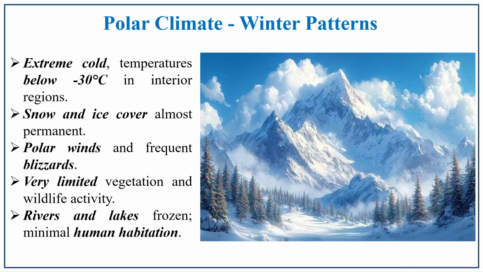Next is the winter pattern. How will the winter be in the polar climate? Extreme cold, and the temperature is below minus 30 degrees Celsius in the interior regions, and snow and ice cover this region permanently. And polar winds and frequent blizzards are also witnessed in this region in the winter season.